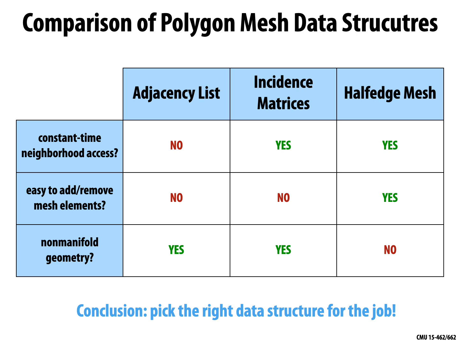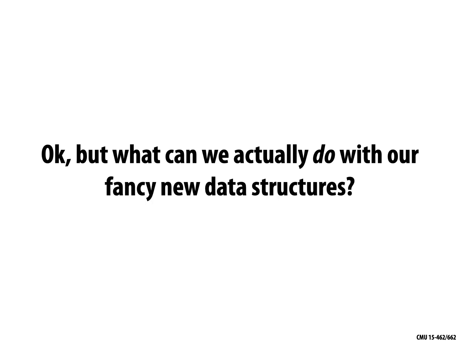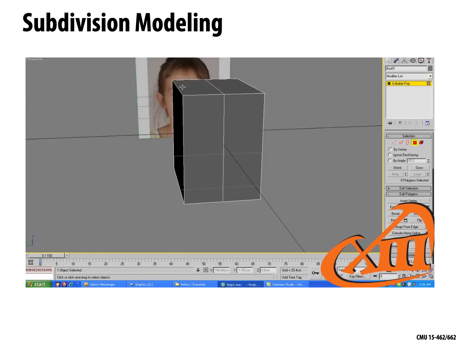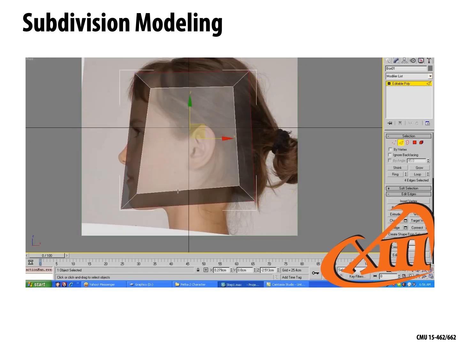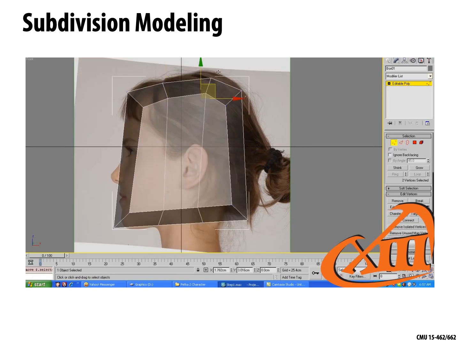Okay. So to wrap things up, what can we actually do with these fancy new data structures? Why are we bothering to have really sophisticated data structures for polygonal meshes? Well, one that we're going to see a lot of, in fact, that you're going to implement in Scotty 3D, is the idea of subdivision modeling. So where do meshes come from? Where do these models come from? One way they come about is through a process like this.